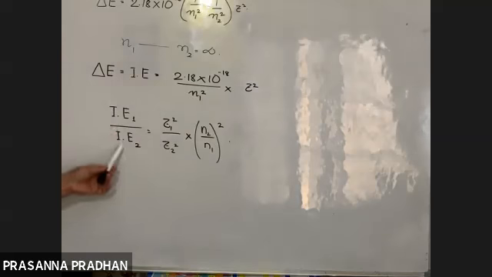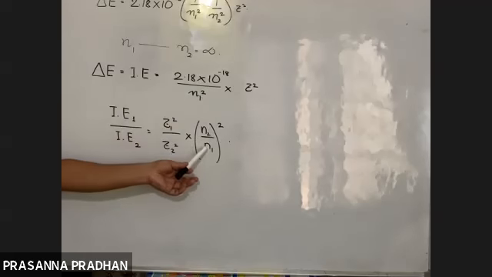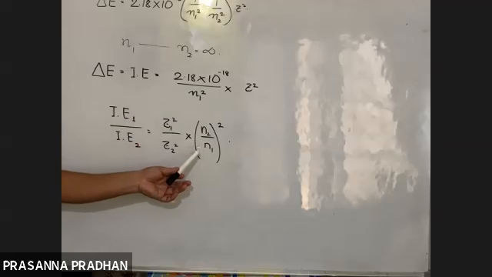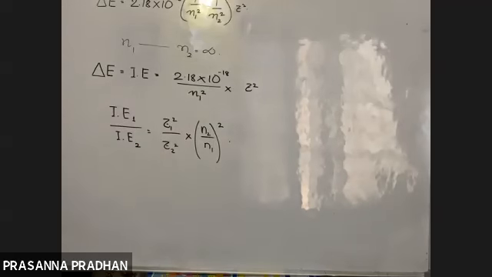Okay, so the ratio of ionization energy we can write like this. Ionization energy of an atom is directly proportional to the square of atomic number and inversely proportional to the shell from which the electron is being removed. Okay, so we can write this.